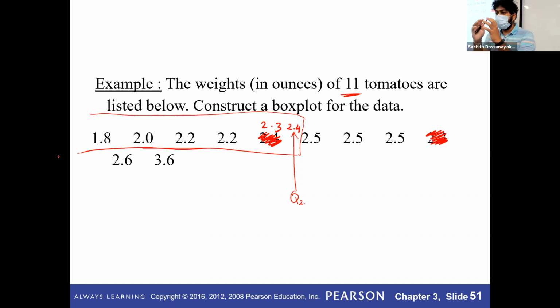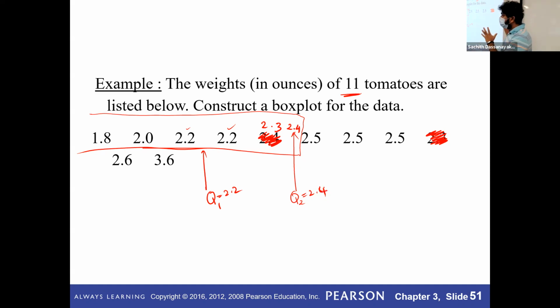The 3.5 position is in between 2.2 and the next 2.2. I don't know whether Q1 is this 2.2 or that 2.2, but it doesn't matter because they are the same. My Q1 is 2.2. Oh, sorry, I haven't mentioned it here. 2.4 is this one. Clear?